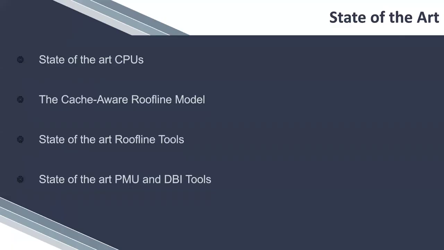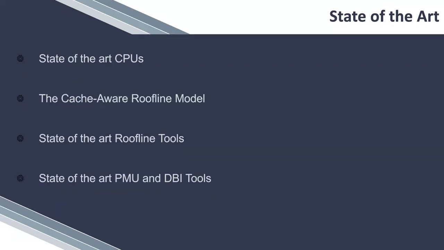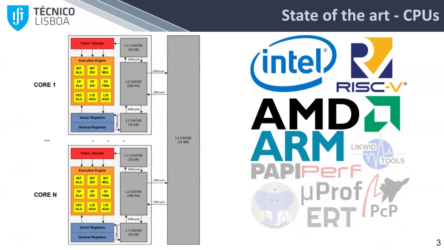This state of the art overview will give us some context around modern CPU architectures, the cache-aware roofline model itself, other tools that also implement the roofline model, and application analysis tools based on performance counters and dynamic binary instrumentation. So starting with a quick look at the general modern CPU architecture that vendors such as Intel, ARM and RISC-V implement. These architectures usually contain multiple cores which work together to execute various instructions. And when it comes to the instructions themselves, we have also a big variety of different units inside each core, which are responsible for the different instruction types. So things from integer and floating point ALUs to memory units.